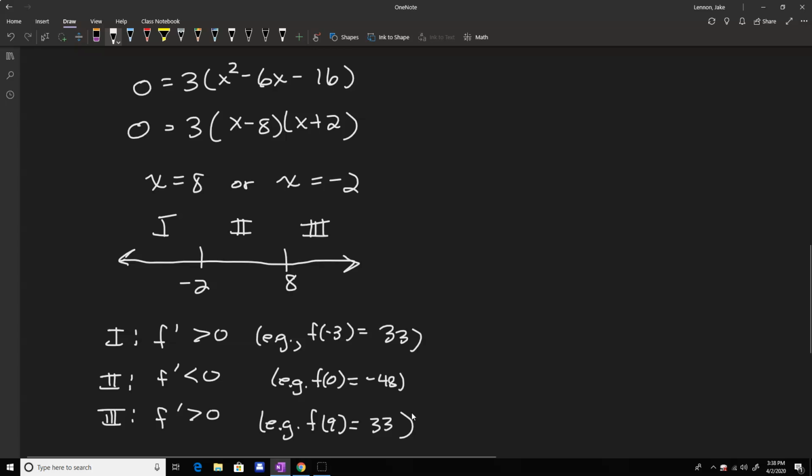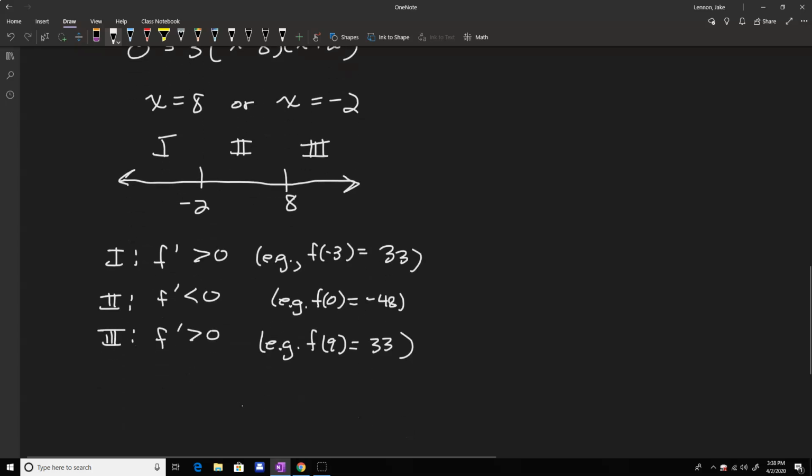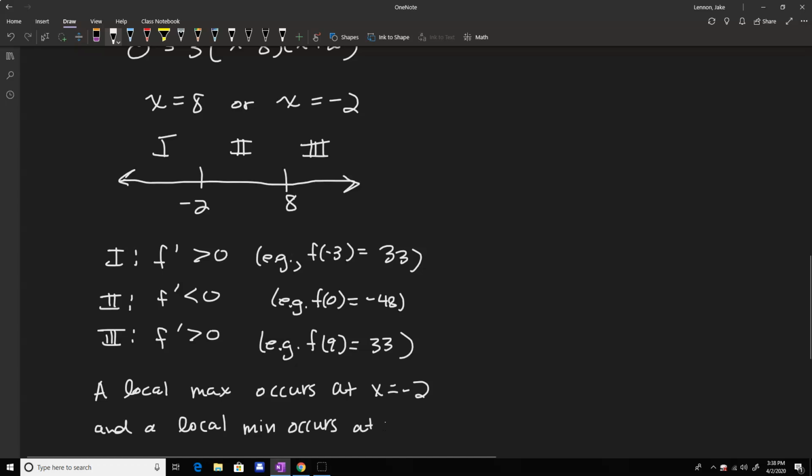So what does that tell us? Well, remember, these are both critical points, and it basically tells us from the first derivative test that we change from increasing to decreasing, and then decreasing to increasing. So from last time, we know that a local max occurs at x equals minus 2, and a local min occurs at x equals 8.